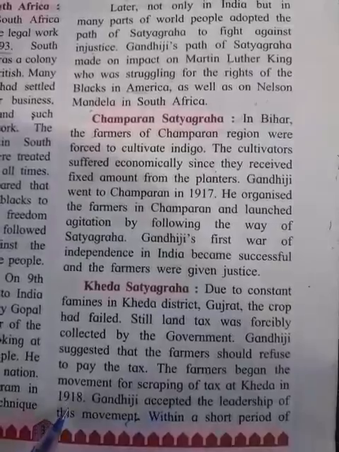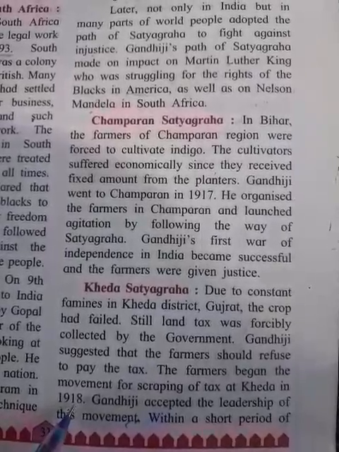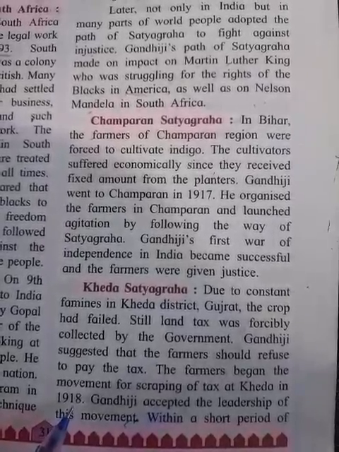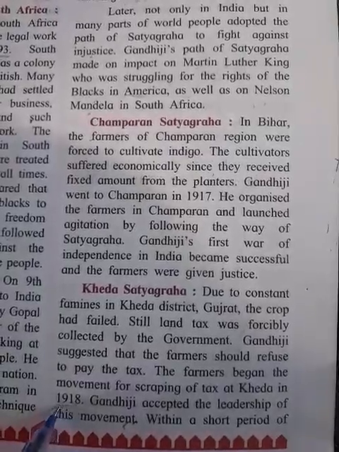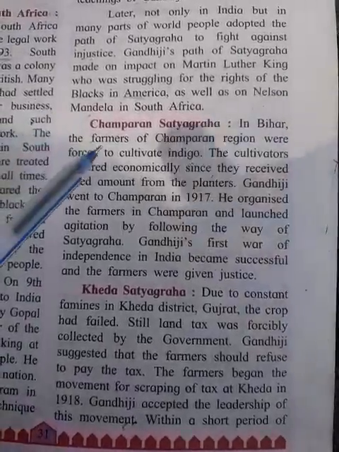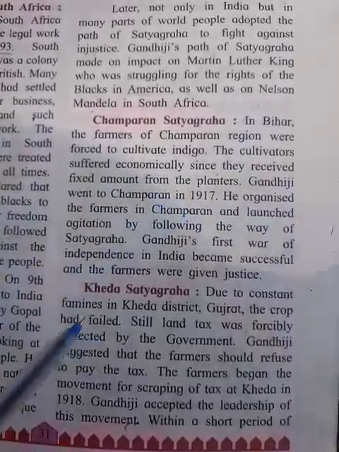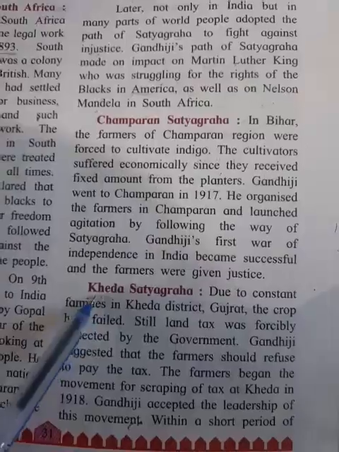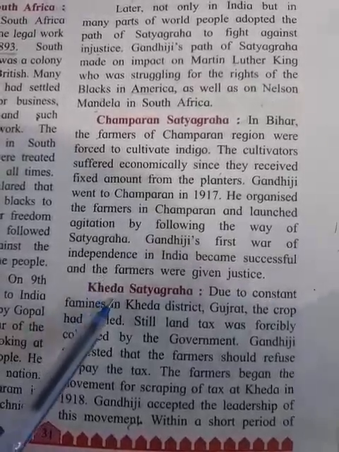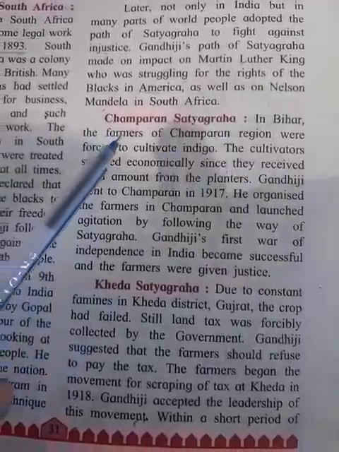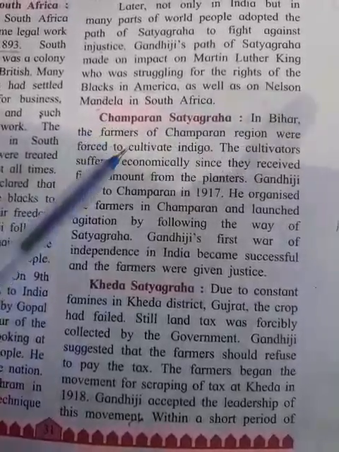So it is also important for us to know in which year these happened. The Kheda Satyagraha was in the year 1918, and the Champaran Satyagraha was in 1917. Kheda was in Gujarat, and Champaran is in Bihar, right?